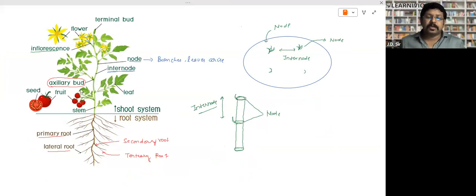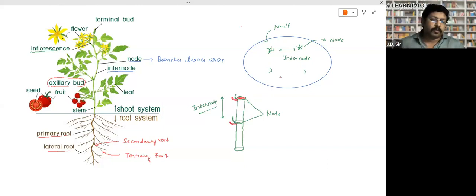What is the difference between the root and shoot, basically? Look, the shoot system is the part that contains nodes and internodes. What are nodes? You must have seen a bamboo plant. In the bamboo plant, these knot-like structures are called nodes, right? From the nodes, these buds come out. And between the nodes, there are internodes. This is called the internode part.